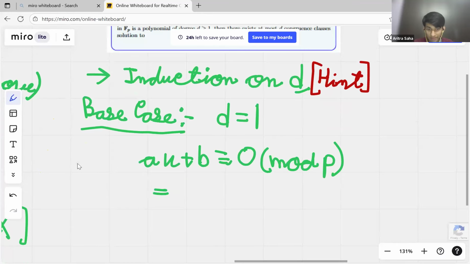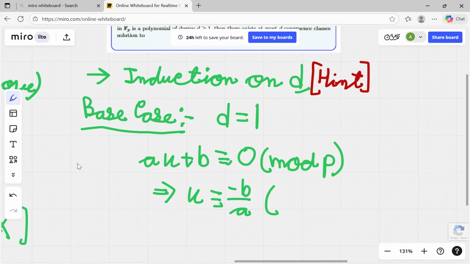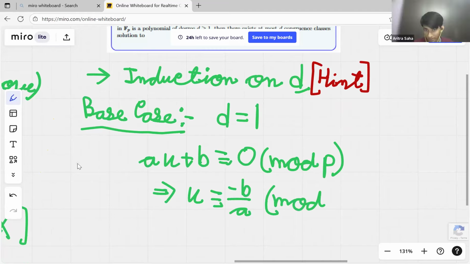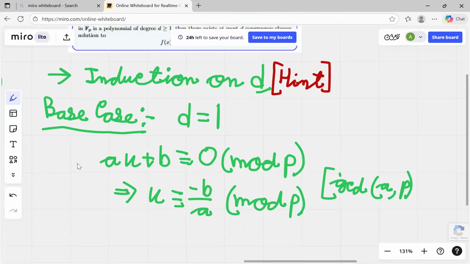So we'll have x is minus b by a mod p. If a is co-prime to p, that is, if GCD of a and p is 1. Like if p divides a, then because we are reducing mod p, it would just become 0 now. So there would be no solutions.